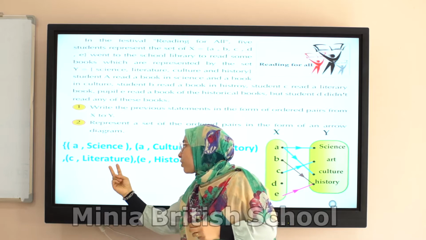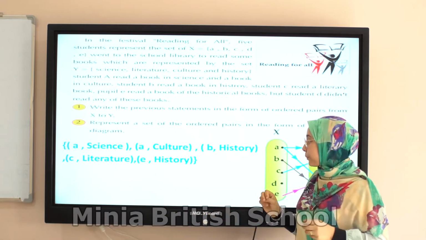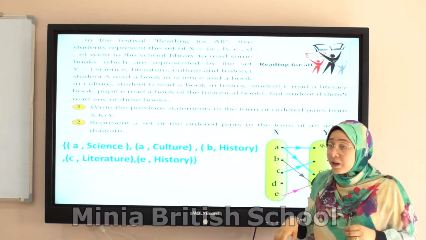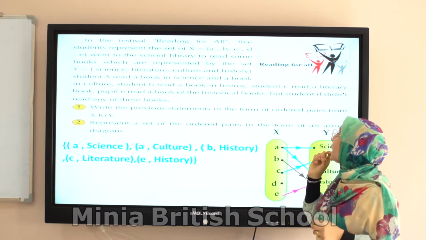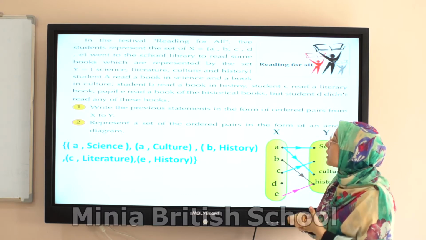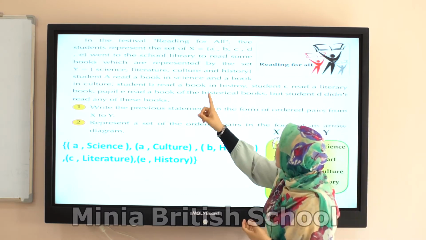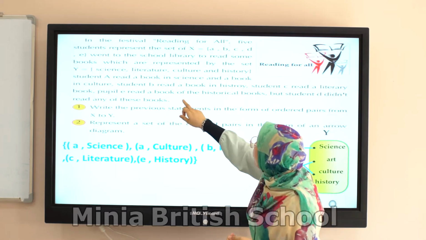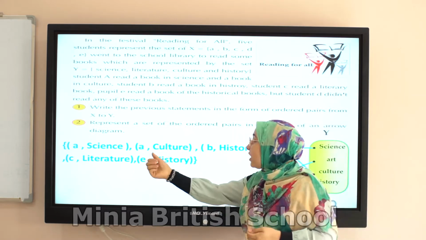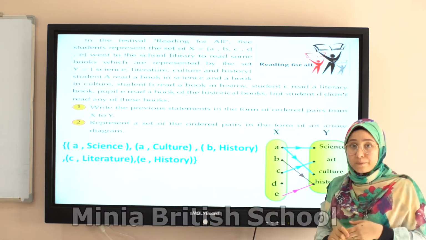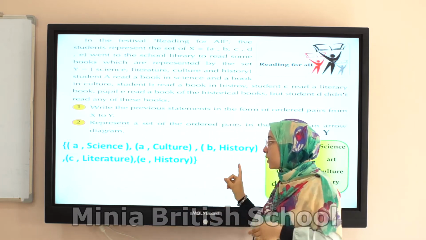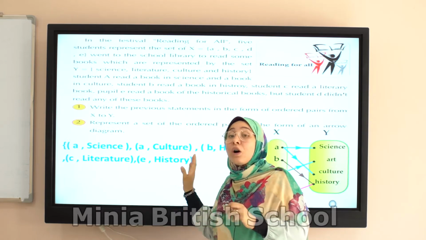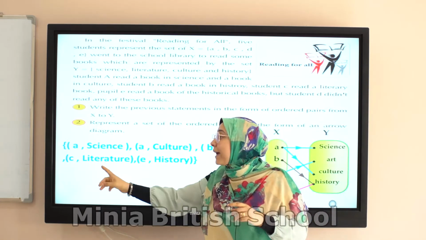Literature book. And the last ordered pair, student E read a book in historical, so E and the history book. This set is called a relation. These sets of ordered pairs are called relations.